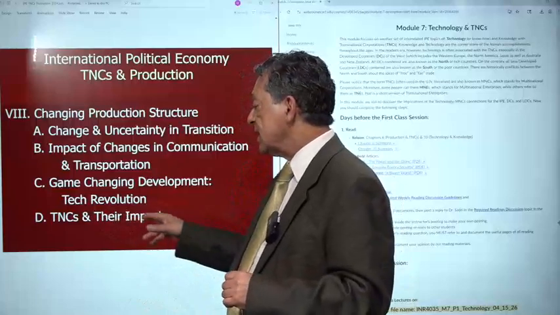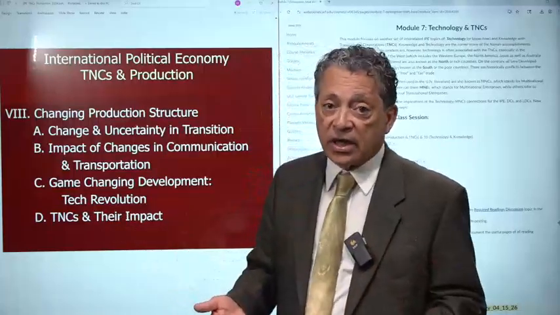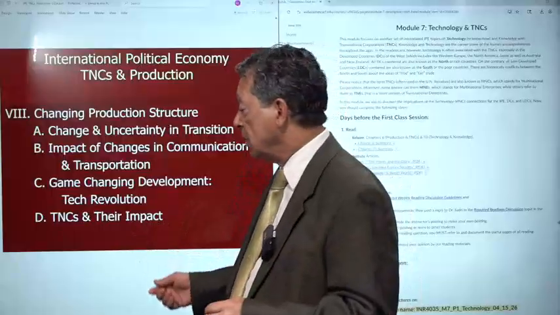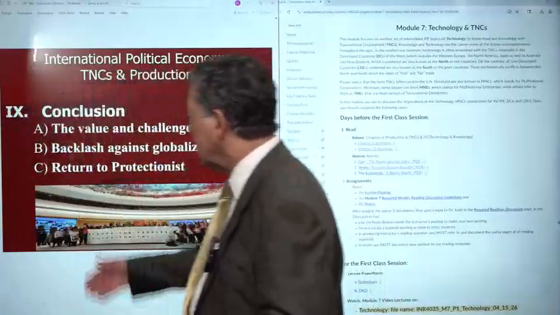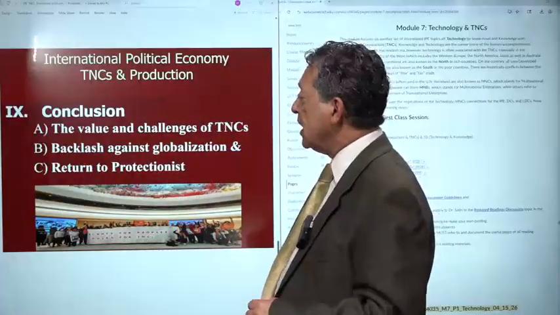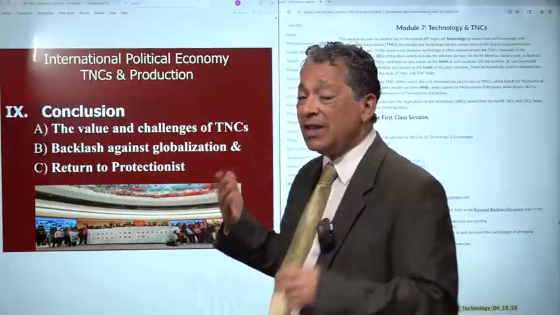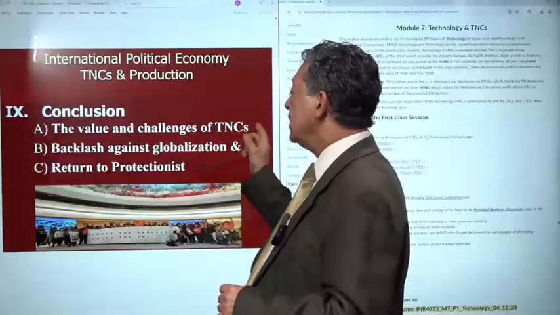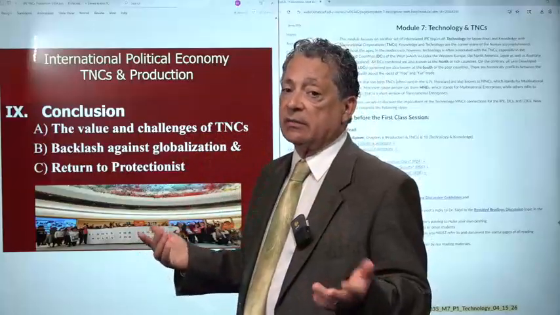Okay, TNCs and their impact, very, very important. That part of the chapter was easy to read, like a little history thing, so I'm not going to insult your intelligence. I'm going to go right away to the very last one, which is the next slide. In terms of the conclusion, what can we say? We can say that the value and the challenges of the TNCs are still there. There's no doubt about that one.